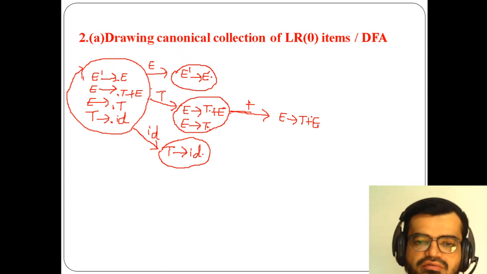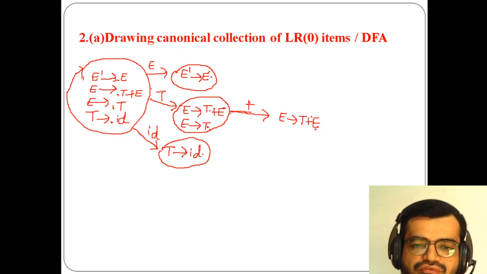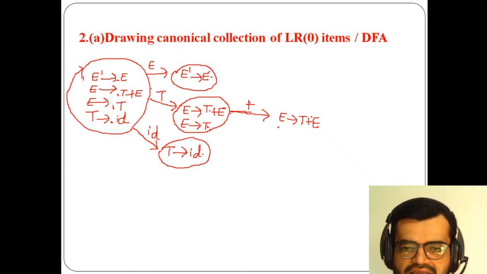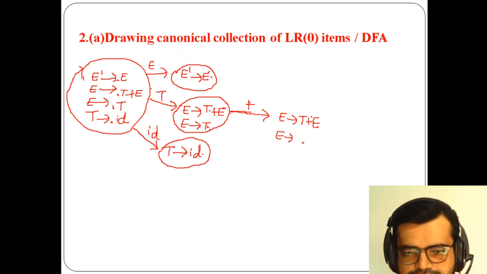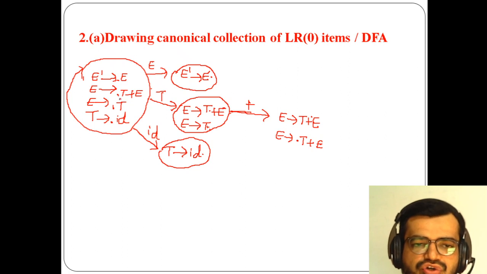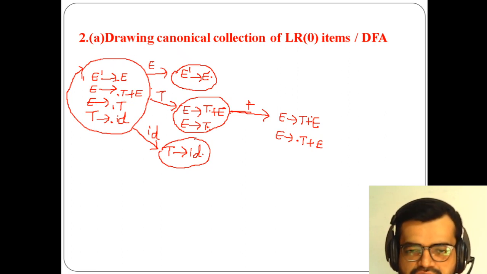And similarly, after the dot, what is there here? E is there. So I have to read for E. Now for reading E, how many productions are there? There are 2 productions. Okay. So the same productions I have to take for reading E. What is that? E of dot T plus E. From the starting onwards, E of dot T plus E. Again E of dot T.